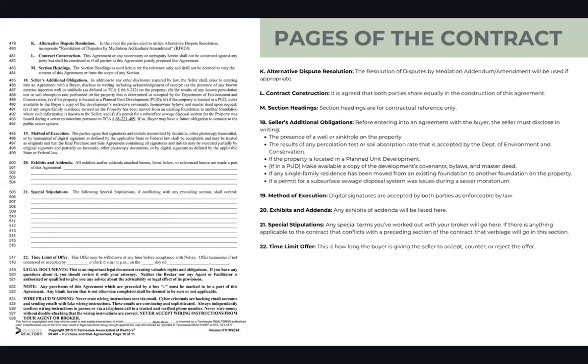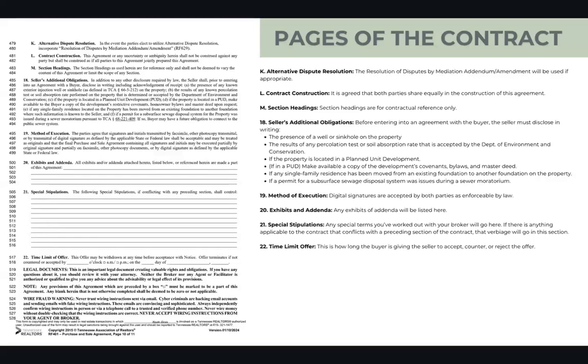So digital signatures are accepted by both parties and are enforceable by law. Any exhibits or addenda should be listed in the number 20 spot. And any special terms you've worked out with your broker should go in number 21. If there's anything applicable to the contract that conflicts with the preceding section, that verbiage will go in this section.